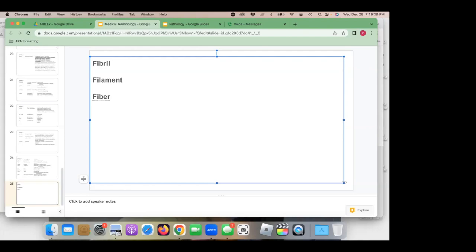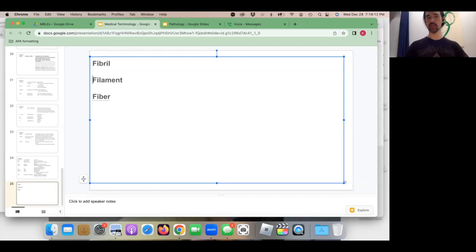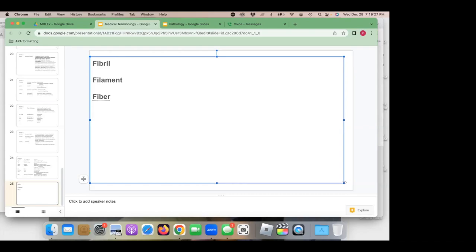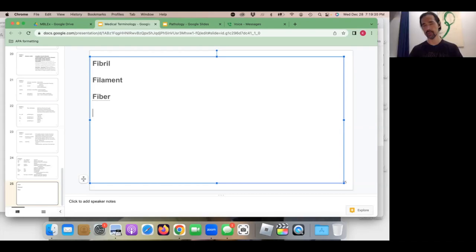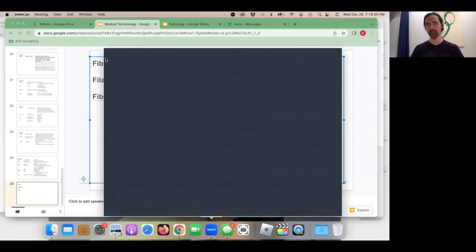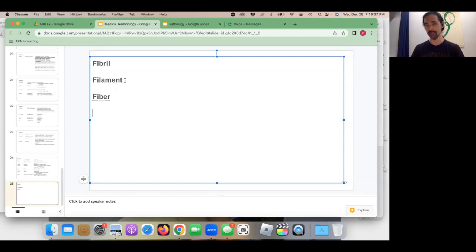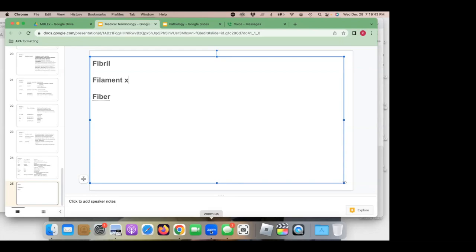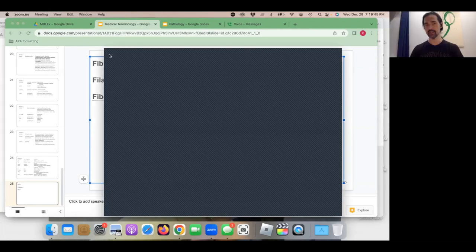Filament? No, filament is the smallest. But now, because of the mistake you made, you are one step closer to remembering that. So which one is the biggest, do you think? Which one do you think is the biggest? It's not filament. Right. Which one do you think it is? And you said filament is the smallest, correct? Filament is the smallest. That's right.